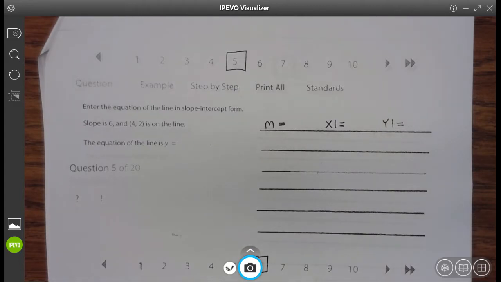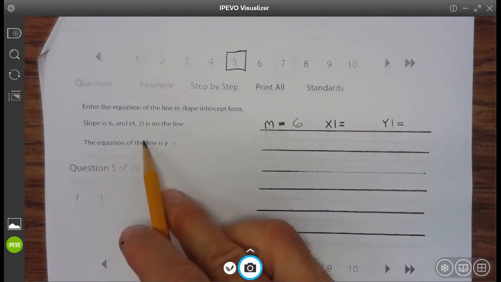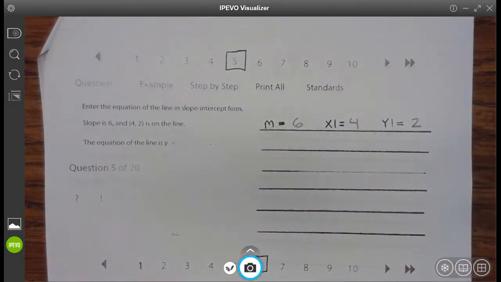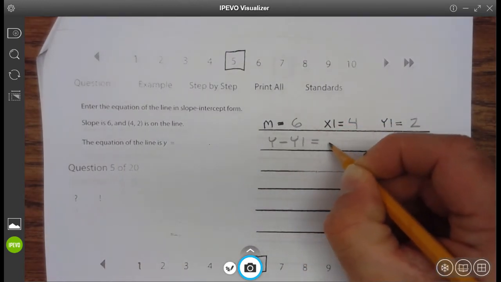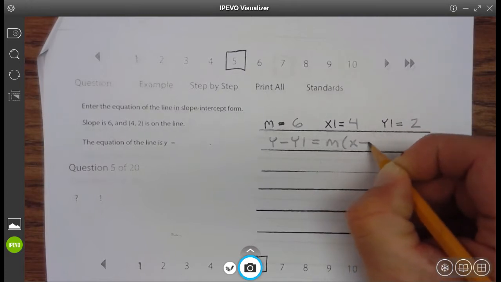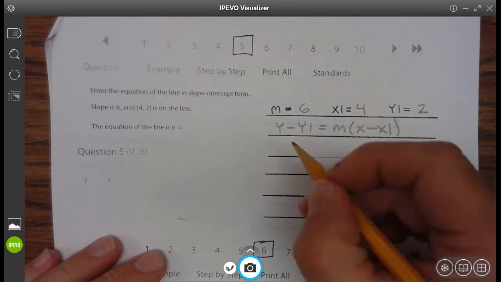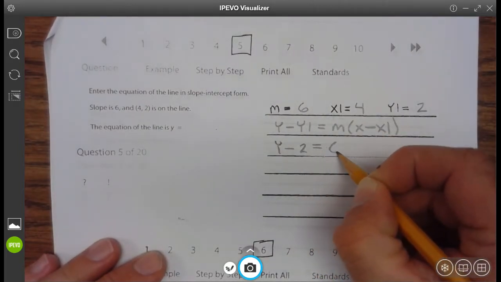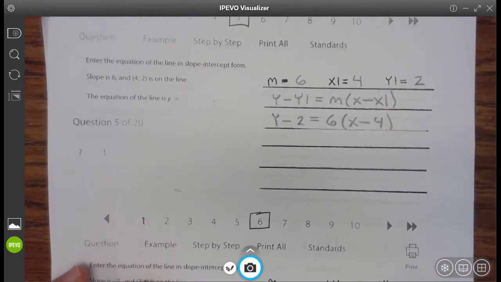All right, example 5. Enter the equation of the line in slope-intercept form. So the slope is 6, so m equals 6, and we're given a point (4, 2), which is (x1, y1). When you're given a point and slope, you're going to use the form y minus y1 equals m(x minus x1). So now we're going to plug the numbers in, okay? So that's y minus 2 equals 6(x minus 4). And we're going to solve for y.